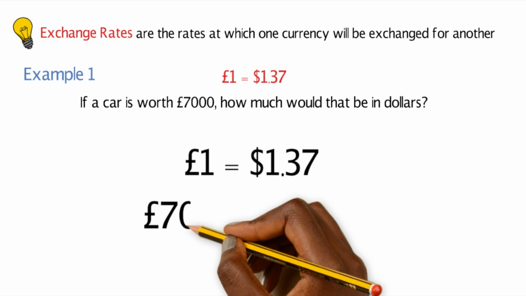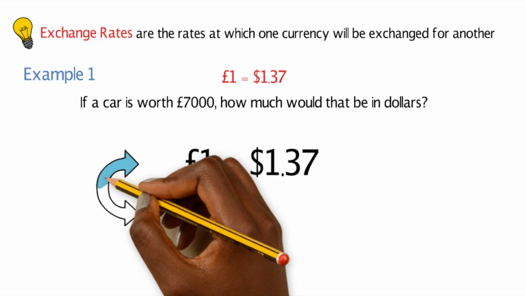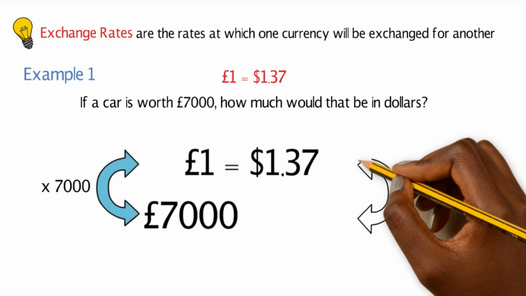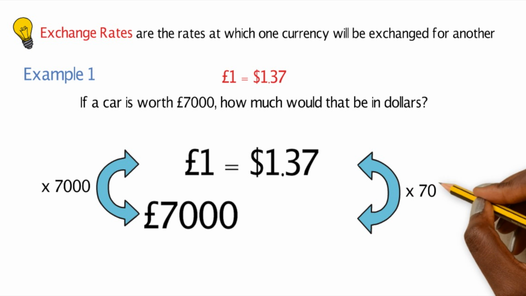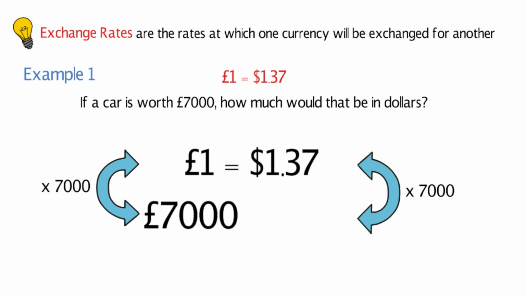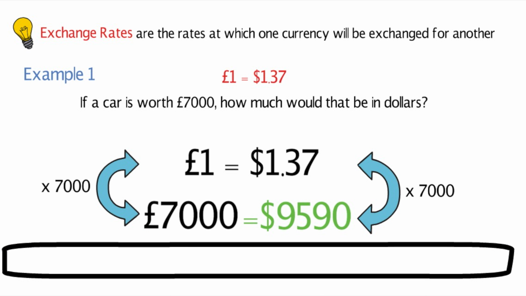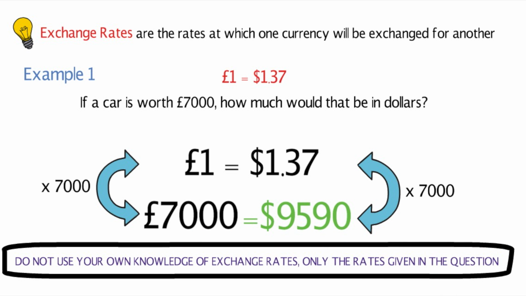After you've written it down, write the amount in pounds on the pound side. Then draw an arrow across and think, what number do I multiply 1 by to get 7,000? So you multiply by 7,000, and whatever you do on one side, you always do on the other side. I feel like writing it out like this makes it easier. So I would do 7,000 times the rate, and it will give me that answer. One thing I want you to know is when it comes to these questions, please do not use your own external knowledge of exchange rates, only use the rates given in the questions.